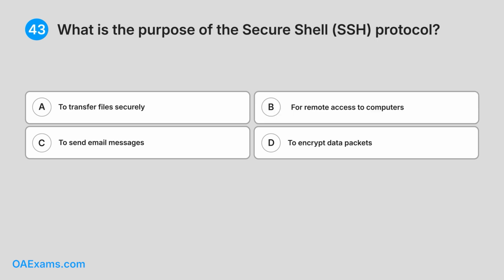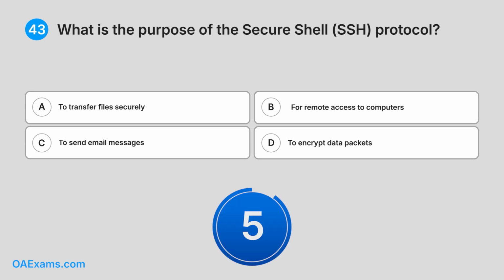43. What is the purpose of the Secure Shell SSH protocol? A. To transfer files securely. B. For remote access to computers. C. To send email messages. D. To encrypt data packets. What do you think is the answer?